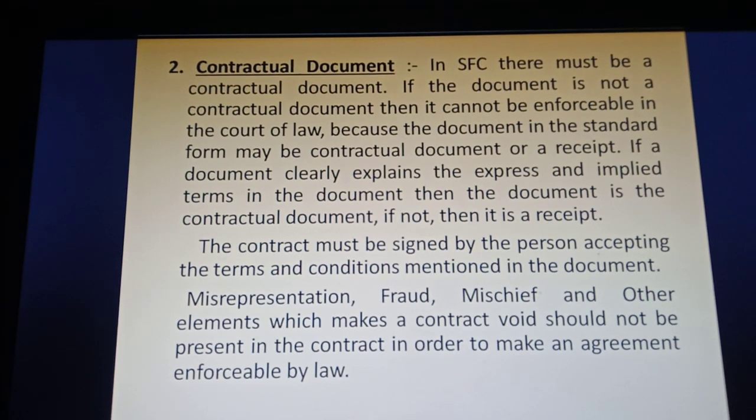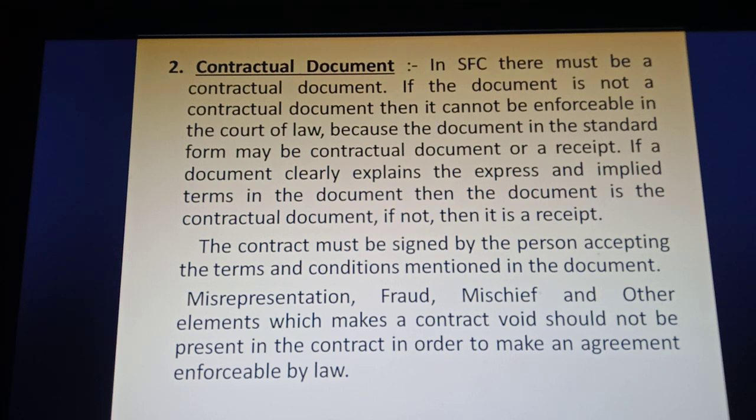Hence, it will not be enforceable in the court of law. So what is written in the notes? In a standard form of contract, there must be a contractual document. If the document is not a contractual document, then it cannot be enforceable in the court of law, because the document in the standard form may be a contractual document or a receipt.